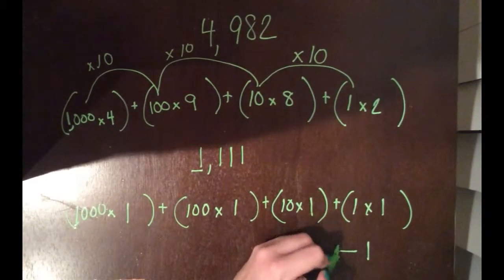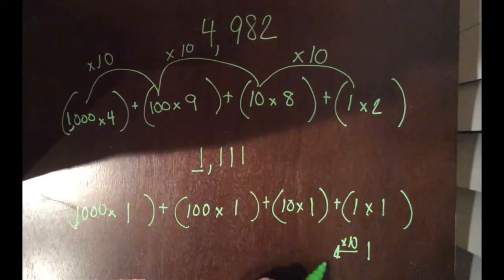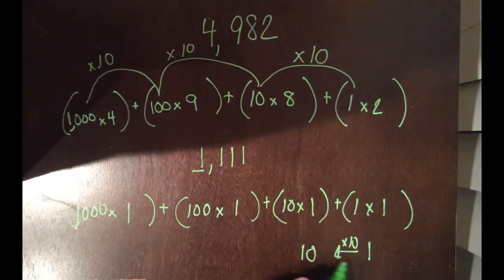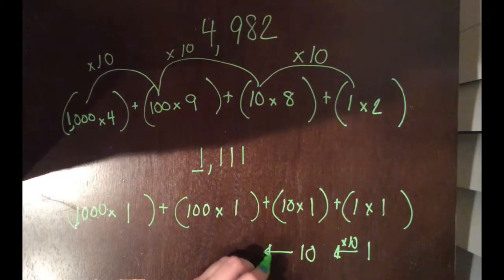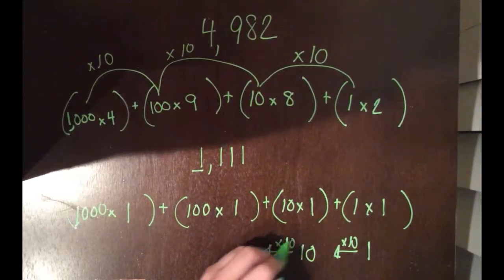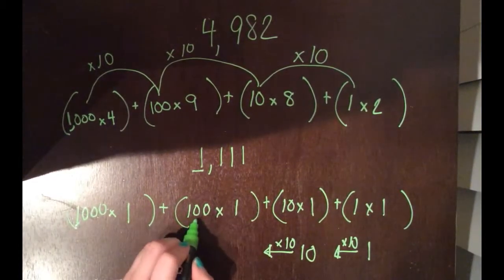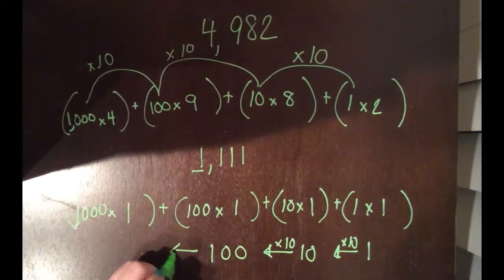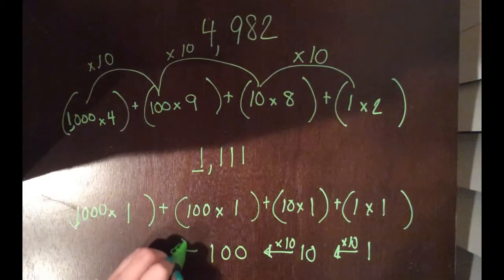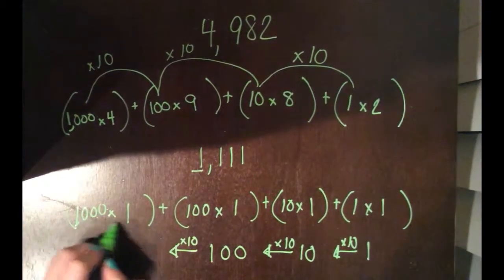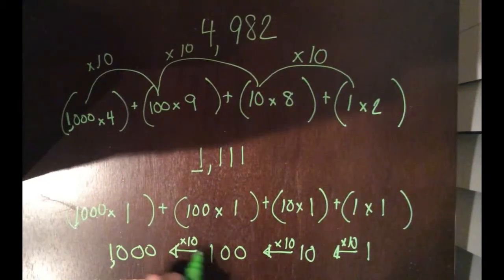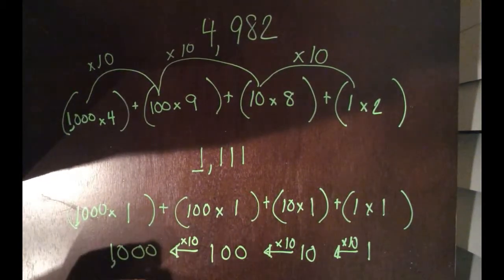And then I can multiply by 10. 10 times 1 is 10. Okay, that works. 1 times 10 is 10. Times 10, my answer should be 100. 10 times 10 is 100. 100 times 1 is 100. Times 10. 1,000 times 1 is 1,000. Okay, 100 times 10 is 1,000.